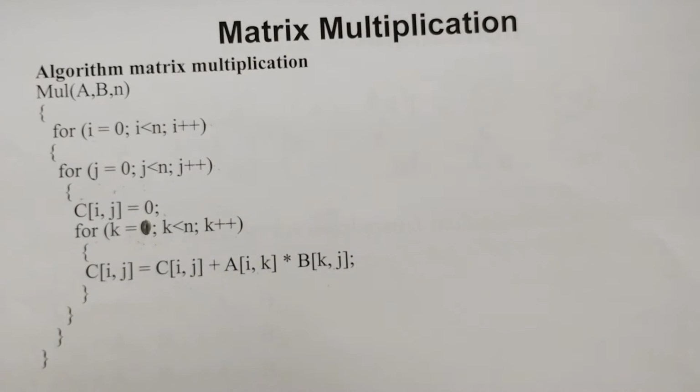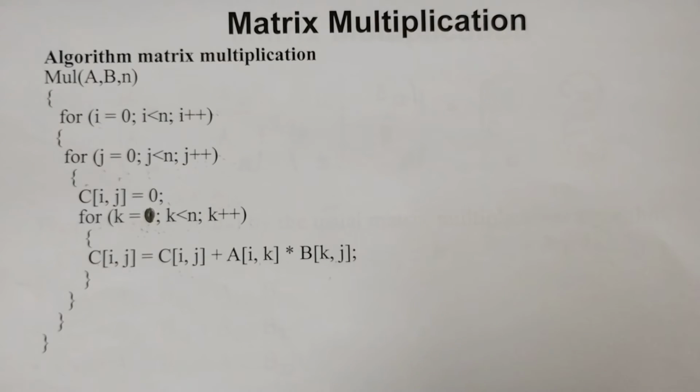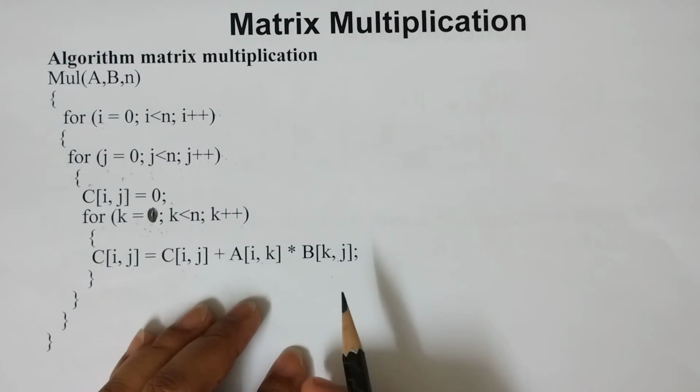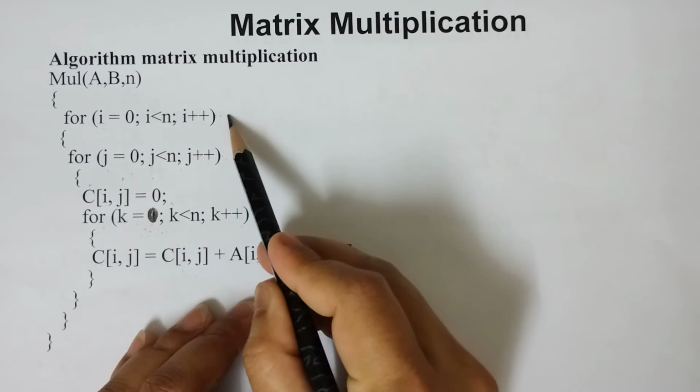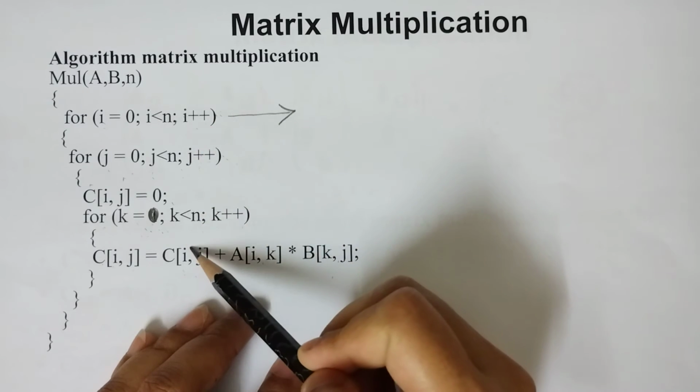So this is the algorithm for matrix multiplication. Now with this algorithm, how do we find the time complexity? If we want to find the time complexity of this type of algorithm, generally we'll go for this for loop, and we'll check how many times this for loop will get executed.